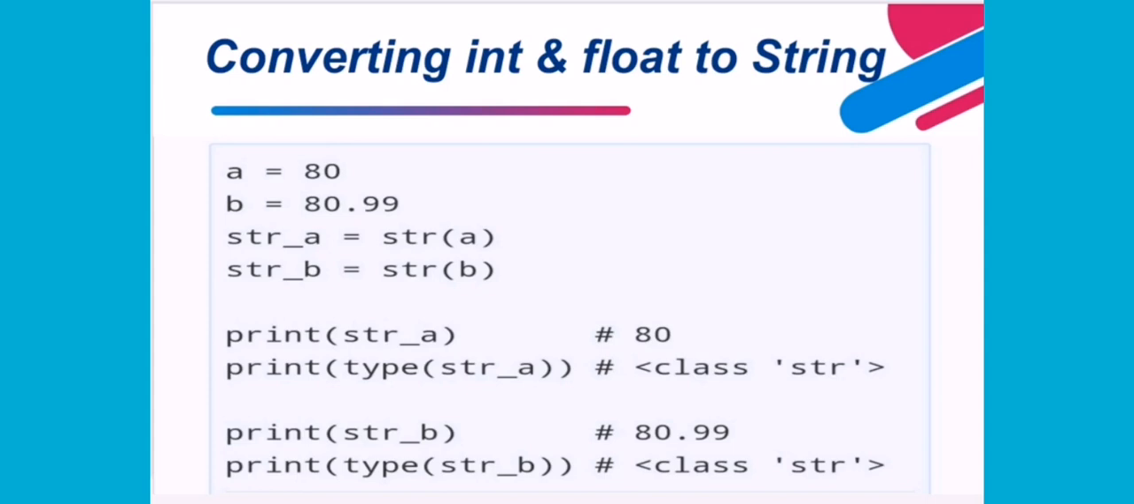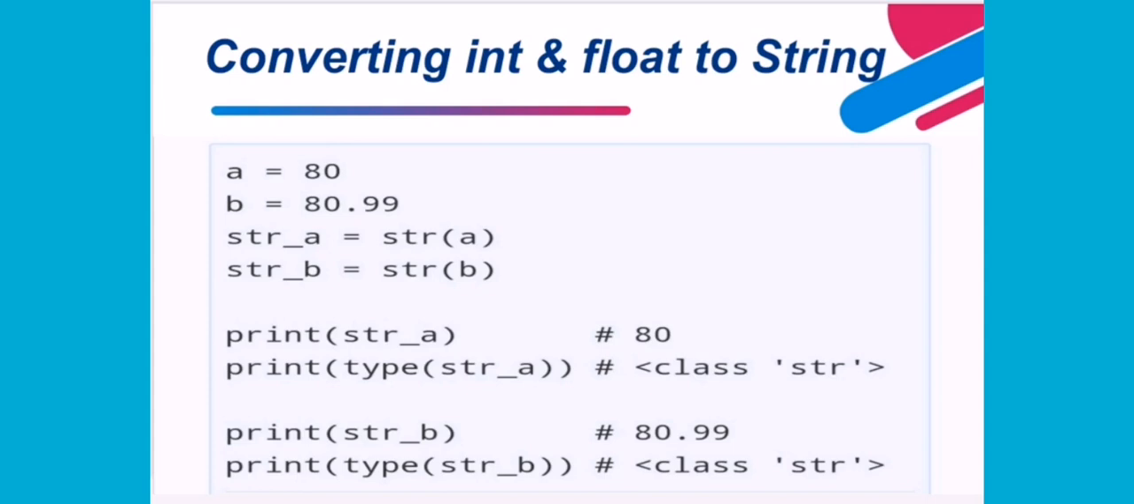What will be the output? You can see very easily, it prints 80 and 80.99. This means these two variables are strings. 80 and 80.99 are strings, not an integer and float. Okay, so please be careful here. 80 and 80.99 are not an integer and float, they are strings.